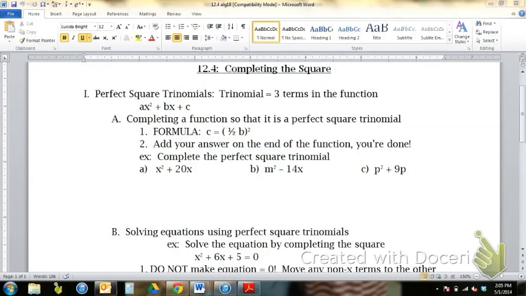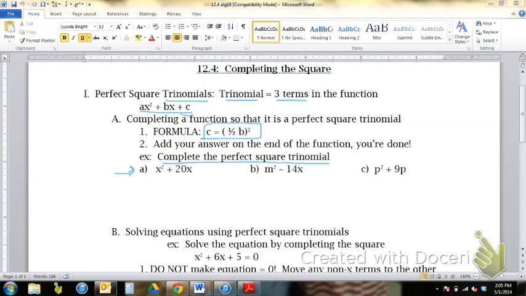So a perfect square trinomial, remember trinomial means 3 terms, so it looks like this. The first part of your assignment is going to ask you just to complete the perfect square trinomial. So we're going to take something like these examples here where it's just a binomial. It's not a trinomial yet. You want to add an answer onto the end of the function so that this would be a perfect square trinomial. This is the tricky part here to remember.